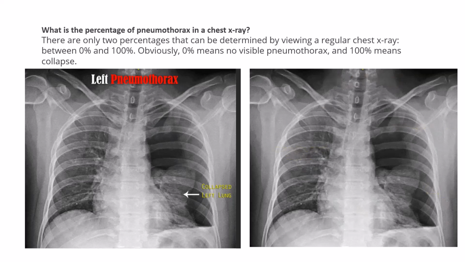On the left, we can see the small amount of tissue, which is the collapsed lung, then the absence of lung markings, and a shift of the mediastinum. Notice we said 25%. You'll notice that we look at chest x-rays and we gauge the amount of the collapsed lung by the percentage.